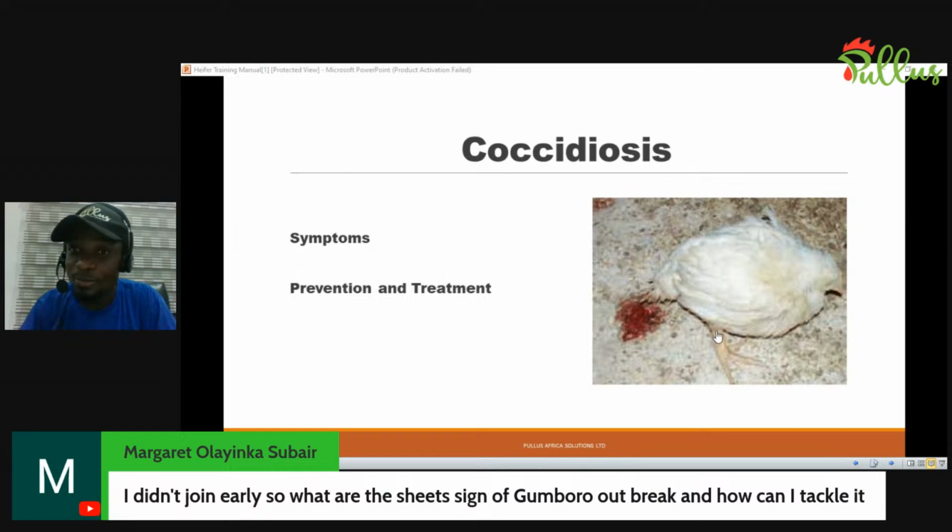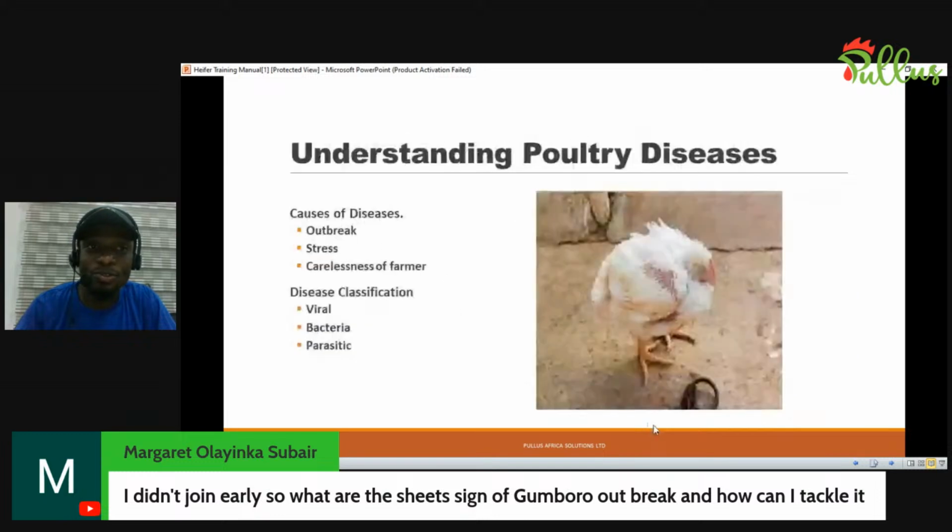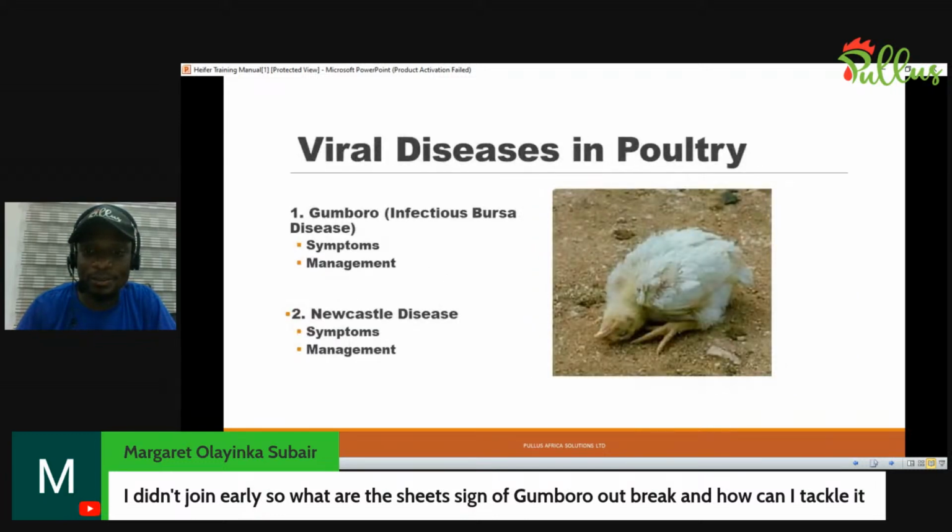Madam Margaret Suberu, thank you so much, from Ungwama Kama, one of our best cluster leaders. She said, I didn't join early. What are the signs of Gumboro outbreak and how can I tackle it? Okay, so what she means is, what are the symptoms you are going to see, especially from the feces, for Gumboro outbreak? Like we discussed earlier when we were talking about Gumboro, the best way to prevent Gumboro is through vaccination. So it is important that you vaccinate your birds against Gumboro.